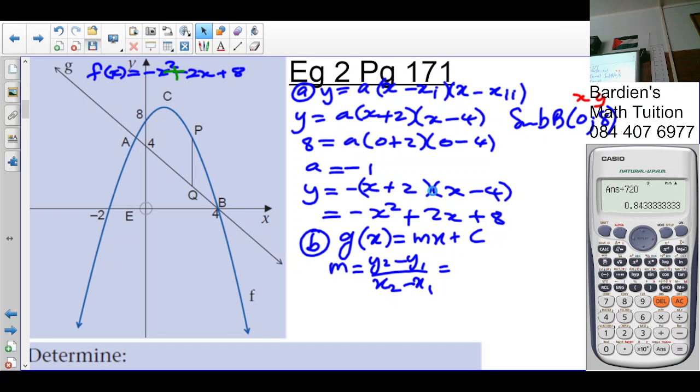So now we're looking at example 2 on page 171. We started off with this interpretation of graphs yesterday.